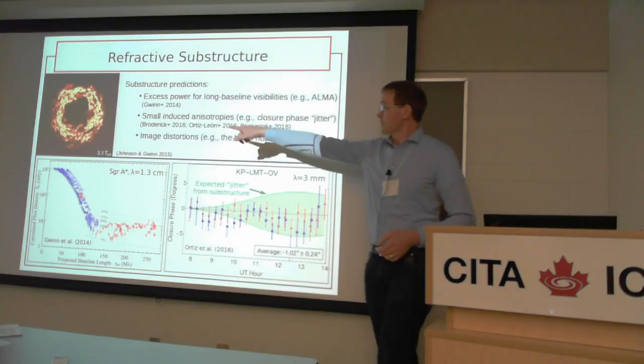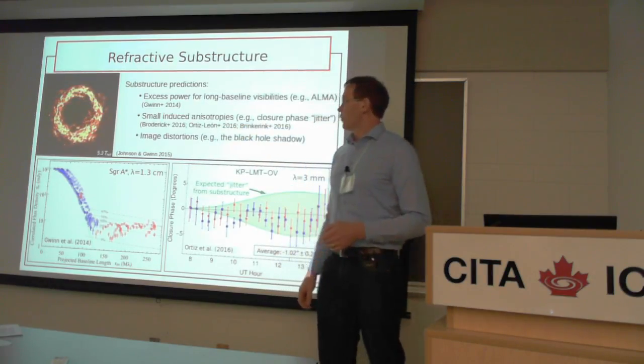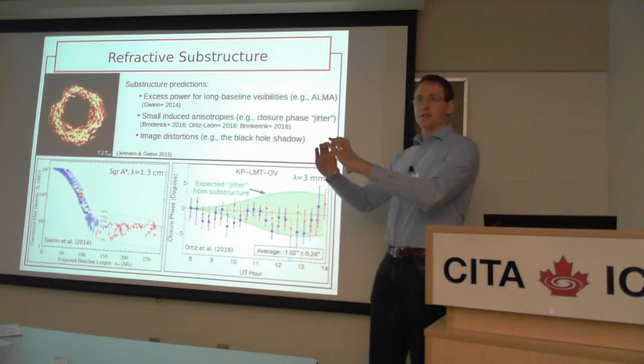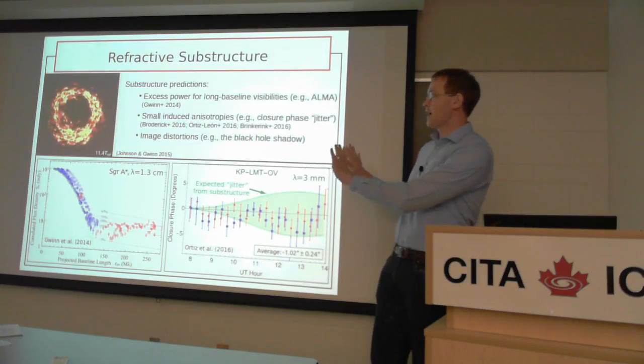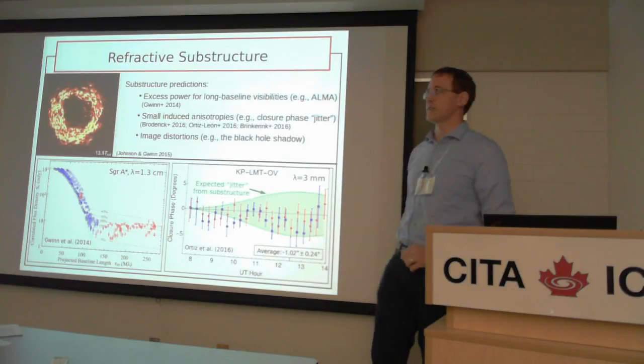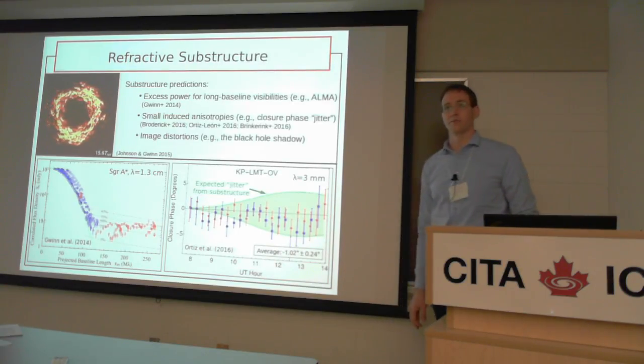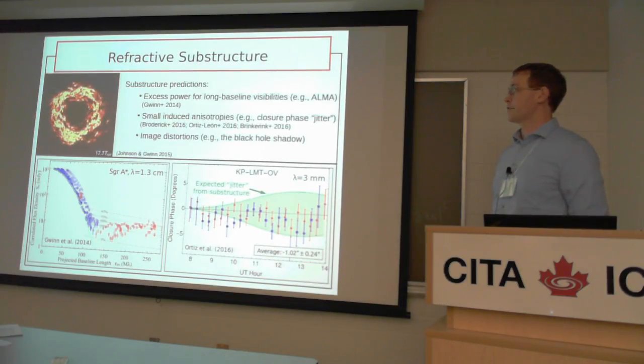Here's a simulation of the substructure in the upper left here. What this is, is just a ring of emission that's completely constant, which is the source. And then I'm scattering that and sliding the scattering material across the line of sight. So you can see how that image is evolving over time, all because of the scattering.